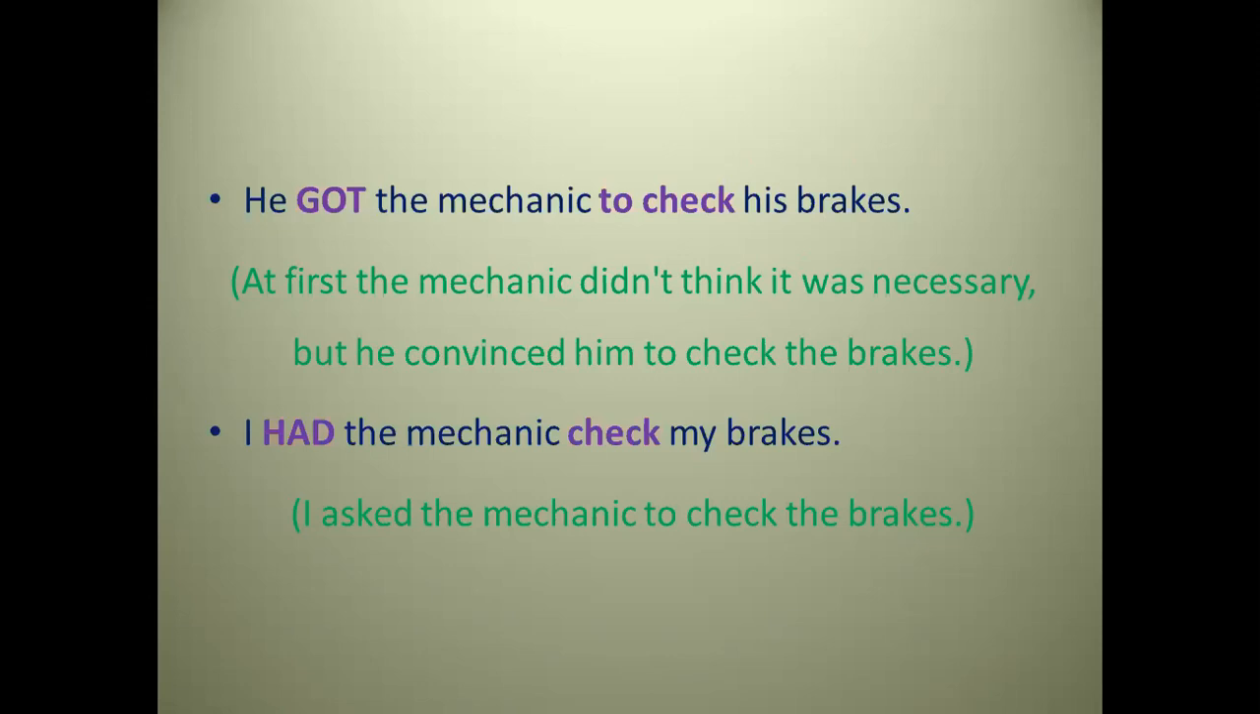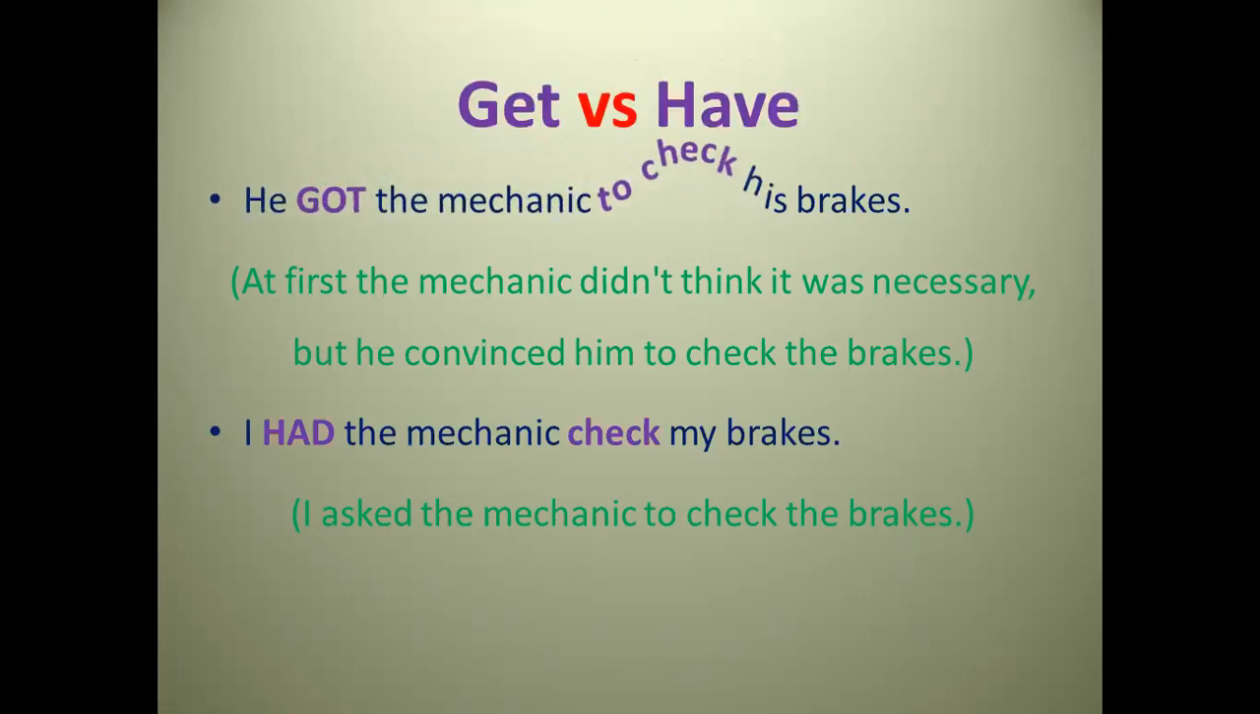For example, he got the mechanic to check his brakes. At first, the mechanic didn't think it was necessary, but he convinced him to check his brakes. But I had the mechanic check my brakes. I asked the mechanic to check my brakes. So there is a difference between them. The causative construction with have means to authorize someone to do something, but the causative construction with get means to convince someone to do something or to trick someone into doing something.